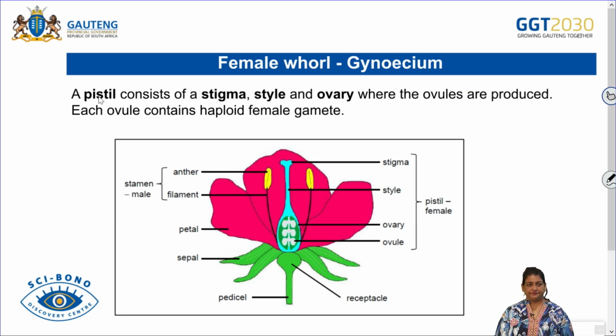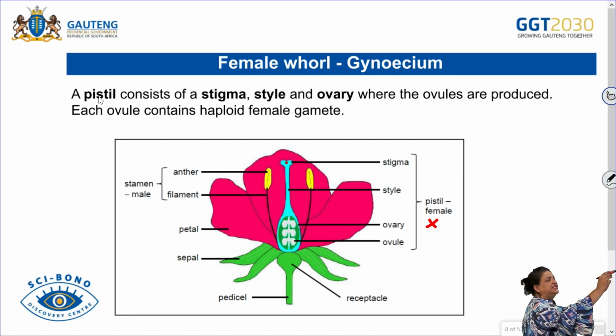Now, if you look at the female whorl or the gynoecium, first we did the androecium. Now we're looking basically at only the female whorl here. And you have the stigma. Remember, the stigma must be sticky. So if it's found within the flower, it must be sticky, so that when the pollen lands on the stigma, it doesn't fall off by the wind. The pollen grains will stick onto the stigma to form a pollen tube which grows down the style, moving towards the ovule in the ovary.